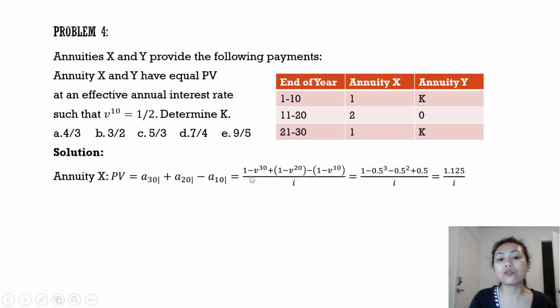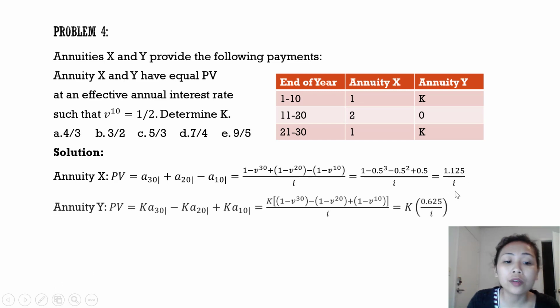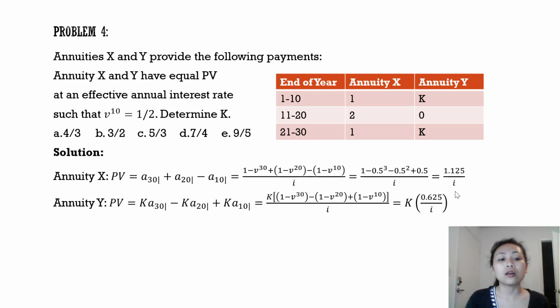And we are going to use the formulas of annuity immediate. A30 is 1 minus v to the 30 over i. A20 is 1 minus v to the 20 over i. And A10 is 1 minus v to the 10 over i. Then we simplify using the assumption that v to the 10 is 1/2, so v to the 30 is 1/2 cubed, v to the 20 is 1/2 squared, v to the 10 is 1/2. So annuity X present value is 1.125 over i.